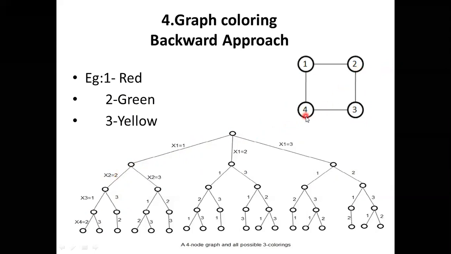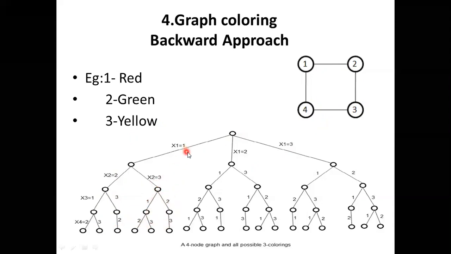That is why green I can use here. X3 I am using as 3, that is yellow. For X4 in this particular path, there is only one option I have. It is green, because here it is red, here it is green, here it is yellow. That is why green only I can use. I will explain this part also.